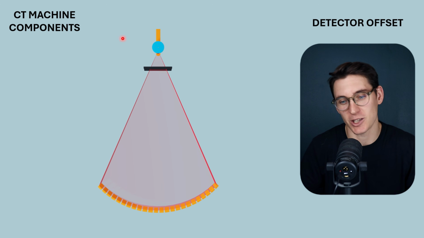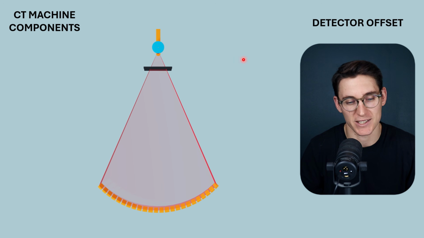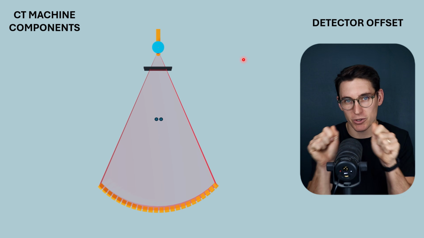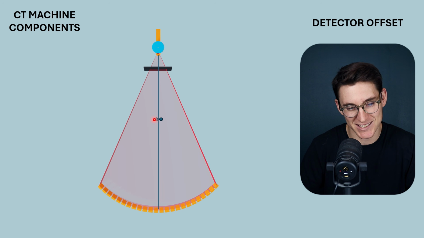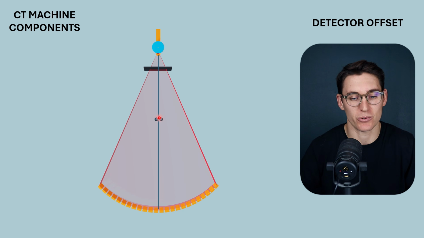The last CT component that we're going to look at is what's known as detector offset. If we have two objects that we're trying to resolve, and they lie on either side of the ISO center, this is the ISO center of our CT scanner, where the X-ray source is going to rotate around.